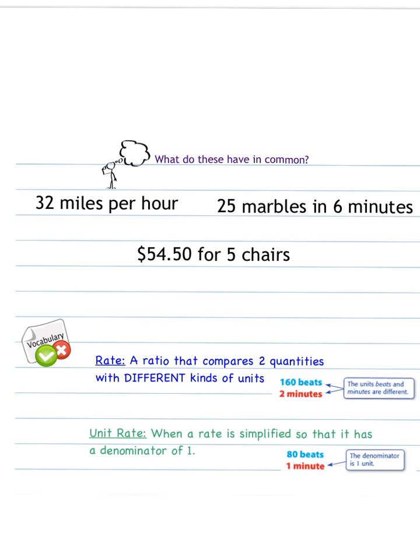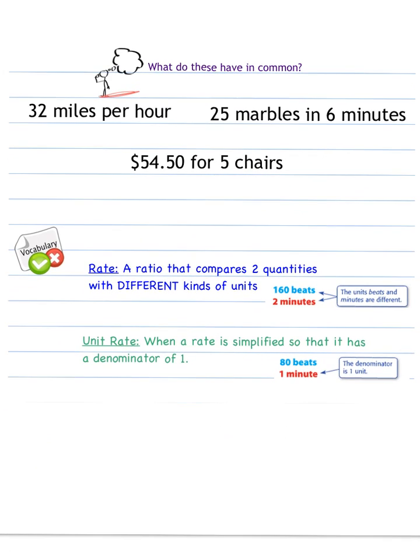All right, something that I want you to think about here before we continue. What do these things have in common? Think about 32 miles per hour, 25 marbles in 6 minutes, $54.50 for 5 chairs. So what do all of those statements have in common? I want you to think about that as we're going through. We have some vocab that we need to write down.